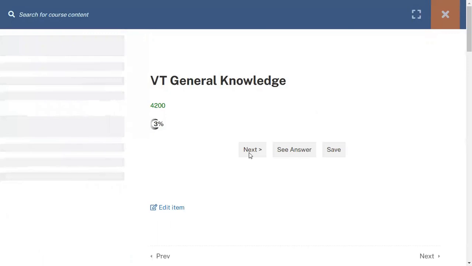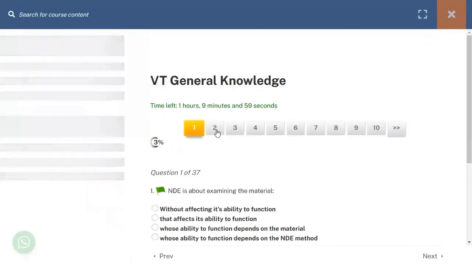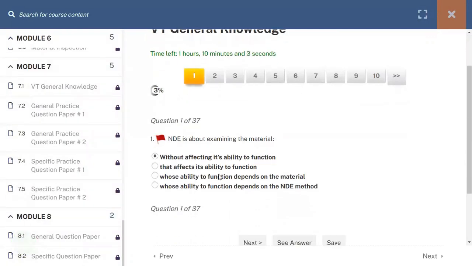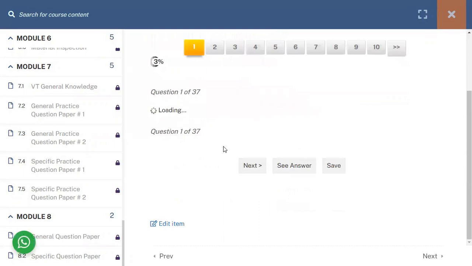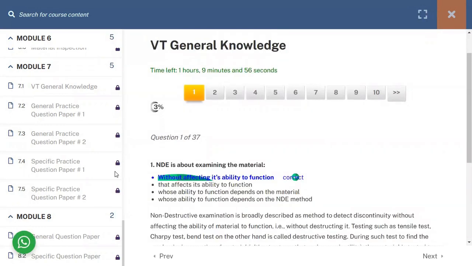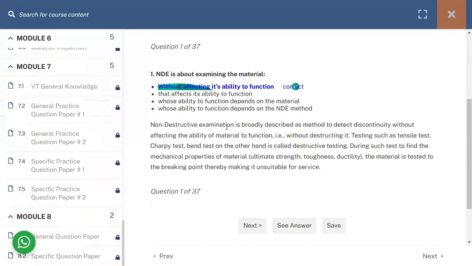Because here you can see the answer. You can go to the next question. You can flag the question, and it's also timed at the top. And you click on the answer you have chosen, and then you can see the answer, or you see the answer at the end. And it also comes with an explanation of why an answer is right or why an answer is wrong.